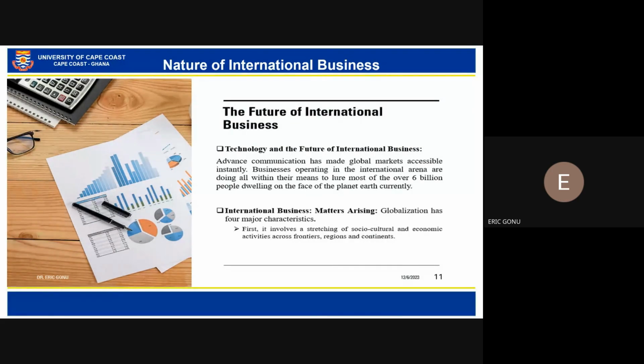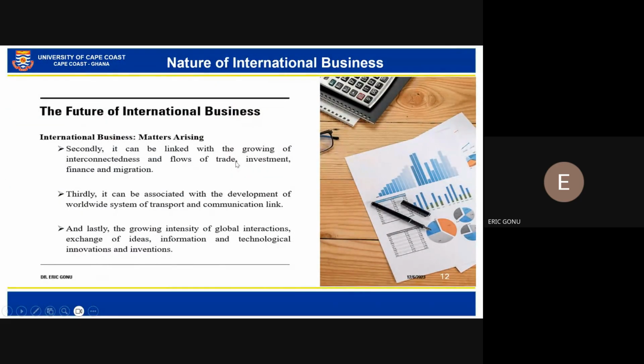Then also international business matters are rising. Globalization is also helping, and it has come in 4 major characteristics. First, it involves a stretch of social, cultural and economic activity across frontiers, regions, and continents. First, some continents, some countries were holding back international business, or they would not even allow you to do so, but now they are relaxing on their social phenomenon.